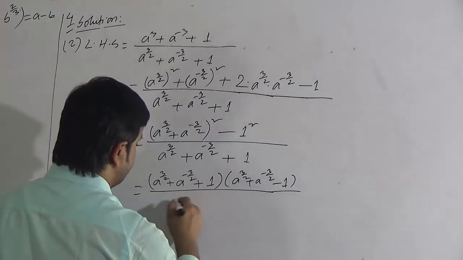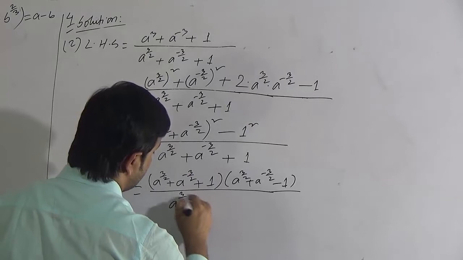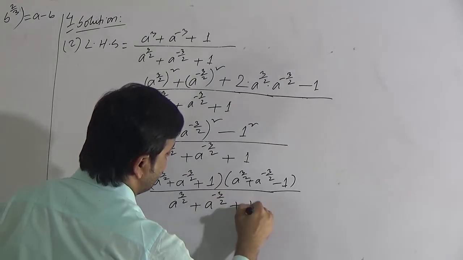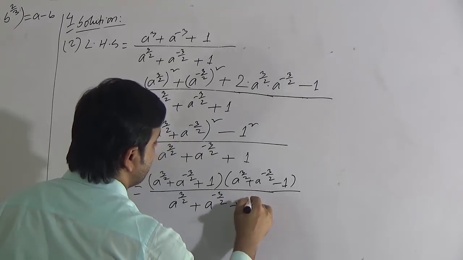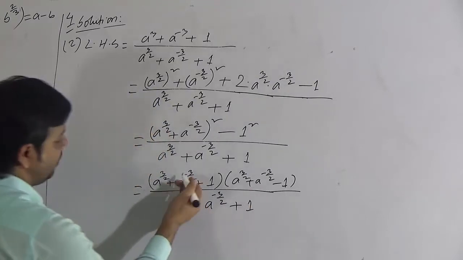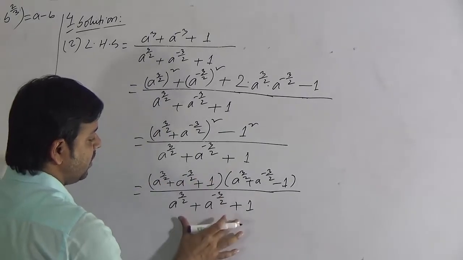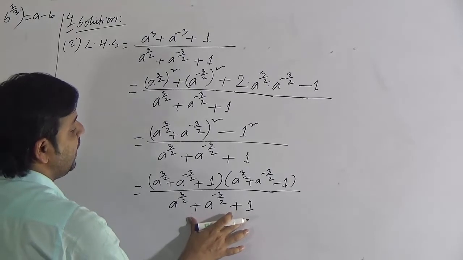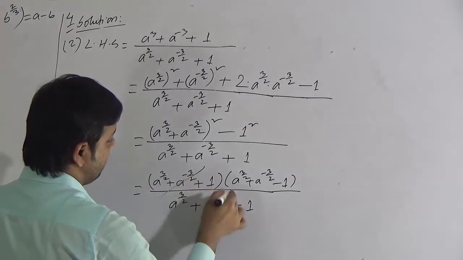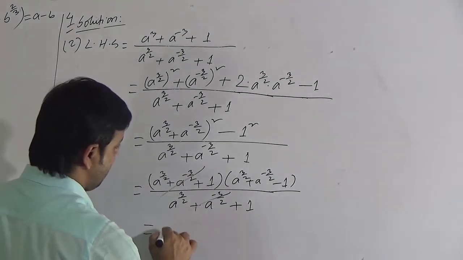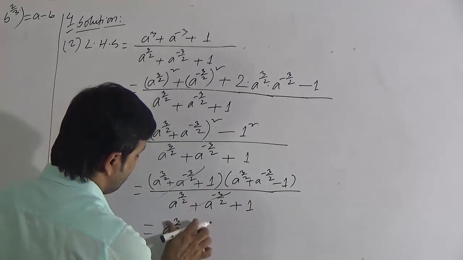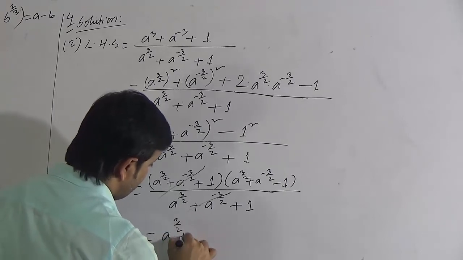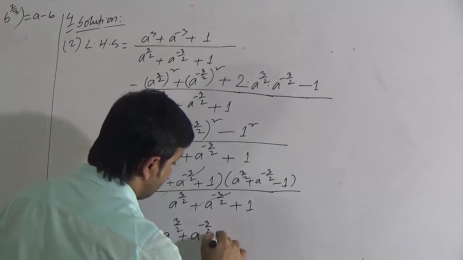Now the denominator we can write as a to the power 3 by 2 plus a to the power minus 3 by 2 plus 1; this will remain the same. Now if you notice, a to the power 3 by 2 plus a to the power minus 3 by 2 plus 1 is a factor in the numerator, and it is in the denominator also. So we can cancel this factor. If we cancel it, we will get only a to the power 3 by 2 plus a to the power minus 3 by 2 minus 1.